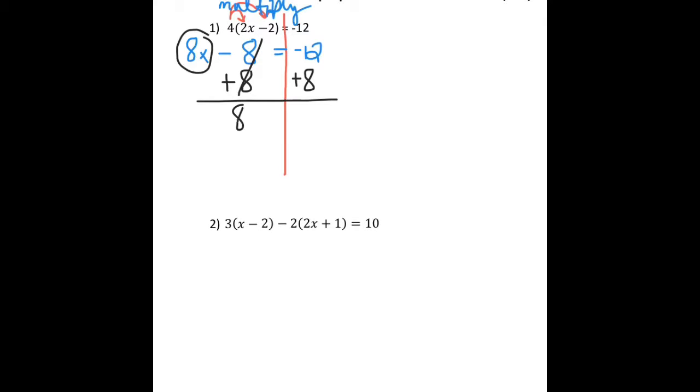So now I have 8x equals, notice that this is a different sign, subtract. 12 minus 8 is 4. Keep the sign of the bigger number, negative 4. Now I'm going to divide both sides by the number attached to the variable, divide both sides by 8, and I find out that x equals, when I reduce my fraction, negative 1/2.